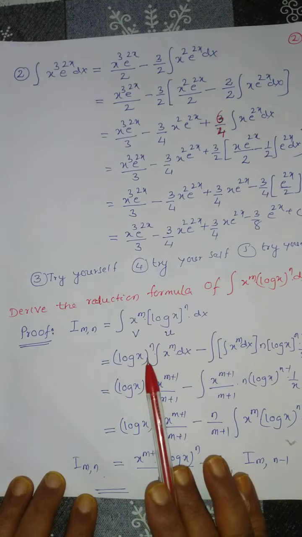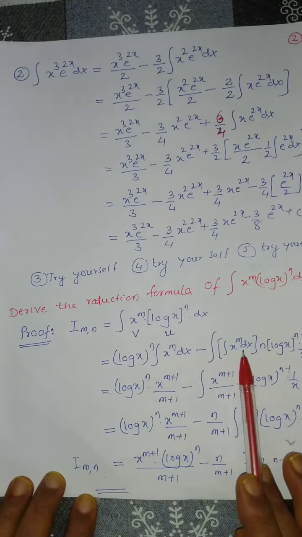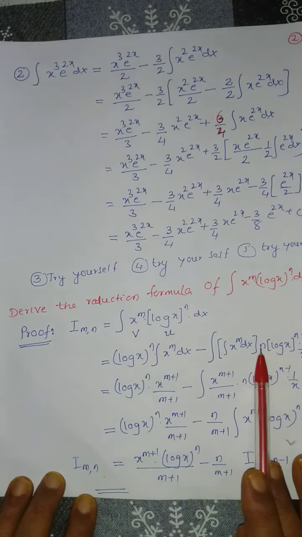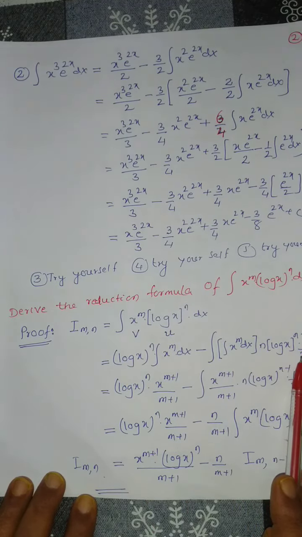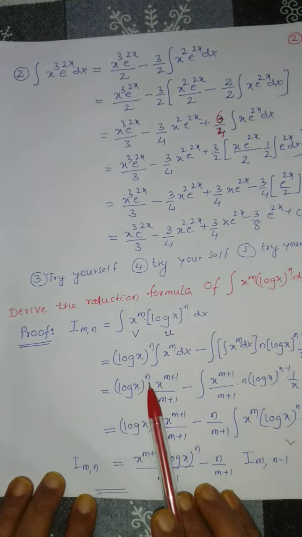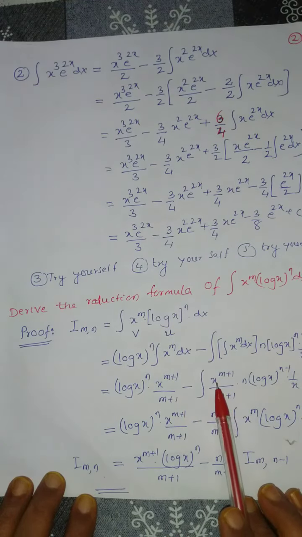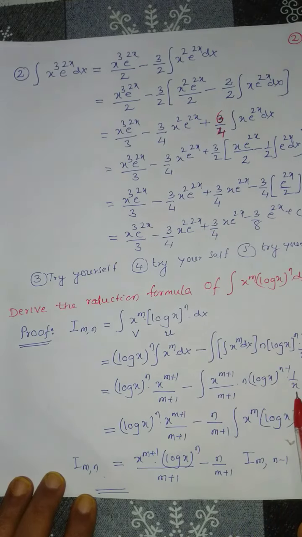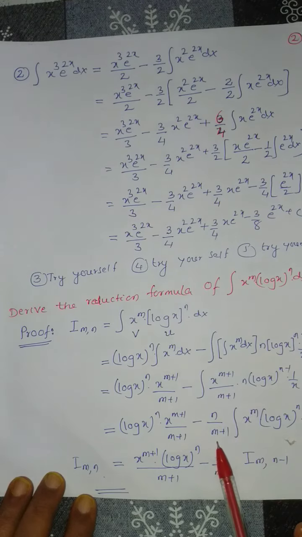So log x raised to n into integral of x raised to m dx, minus integration of x raised to m dx into differentiation of this, which is n log x raised to n minus 1, and log x differentiation is 1 by x dx. So simplification is log x raised to n times x raised to m plus 1 by m plus 1, minus x raised to m plus 1 by m plus 1 n log x raised to n minus 1 by x. This 1 by x cancels, and n divided by m plus 1 is common.